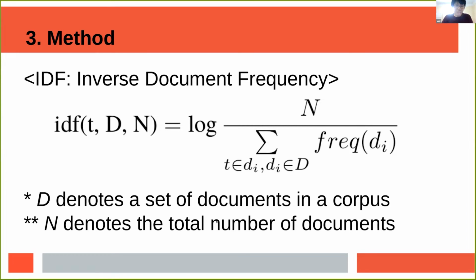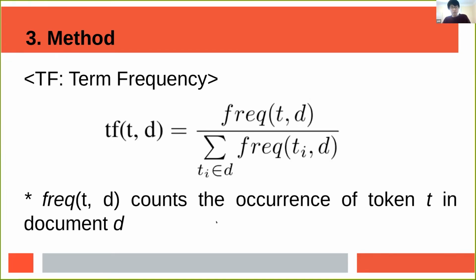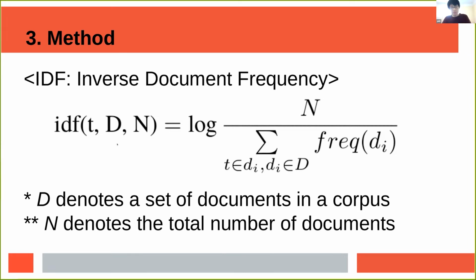Finally, this TF is multiplied with this IDF. So a higher TF-IDF value means that the word appears many times in the current document, but it does not often appear in other documents. And a word that too frequently appears in other documents gets a lower TF-IDF value, even if it appears many times in a certain document.